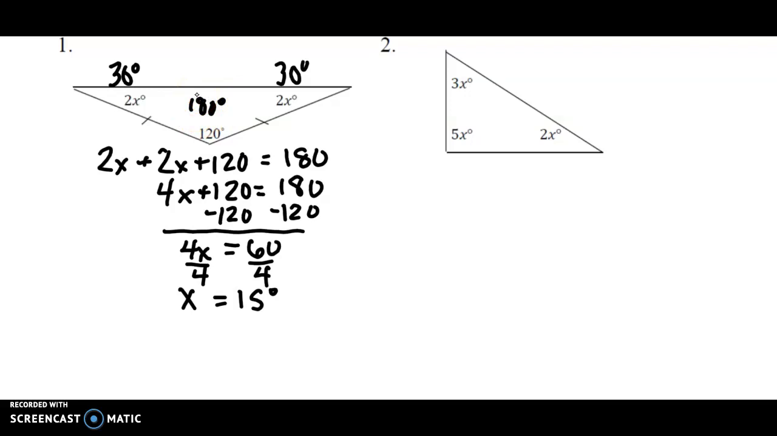The third part of this question is to classify the triangle, which means name it. And we have to give it two names, once by its angles and once by its sides. So again, every triangle has two acute angles, and the third angle is going to be the angle that is used to name it, and this one is 120 degrees, which means it is obtuse.